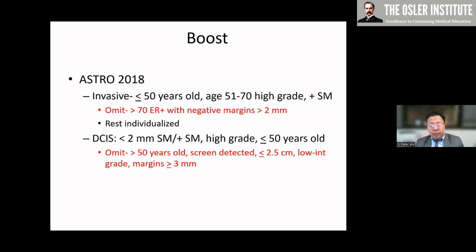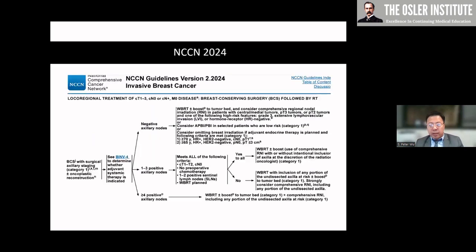In ASTRO 2018, the whole breast guidelines have recommended omission of boost in patients who are 70 or older with negative margins greater than 2 millimeters with invasive disease, and recommended boost with patients who are less than 50 years old with high-grade disease, if they are 50 to 70, or if they have obviously positive surgical margins. For DCIS, this is a different study that we'll discuss later.